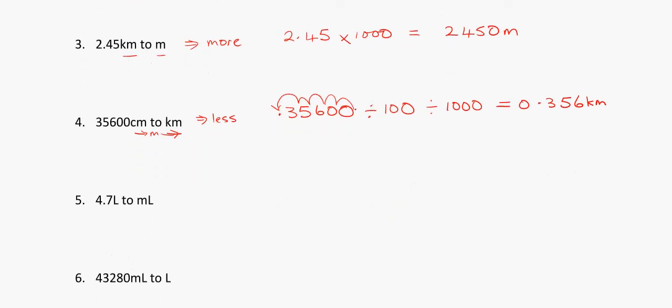Okay, moving down. 4.7 litres to millilitres. We're changing to a smaller unit, so we're going to have more of them. So we're going to multiply. What are we going to multiply by? How many mils in a litre? 1,000. And we end up with 4700 mils.